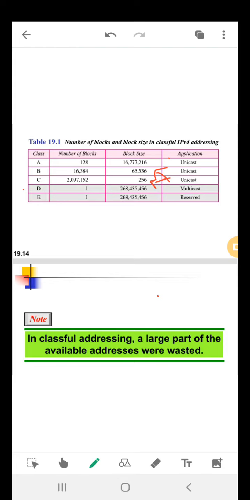So the main basic problem is, depending on the size of my organization, I'll be requesting for IP addresses, but the class C IP address will not satisfy my requirement. And if I take class B or class A IP address, then they have so many IP addresses in one group. So that means if I take that, then a lot of IP addresses will be wasted.